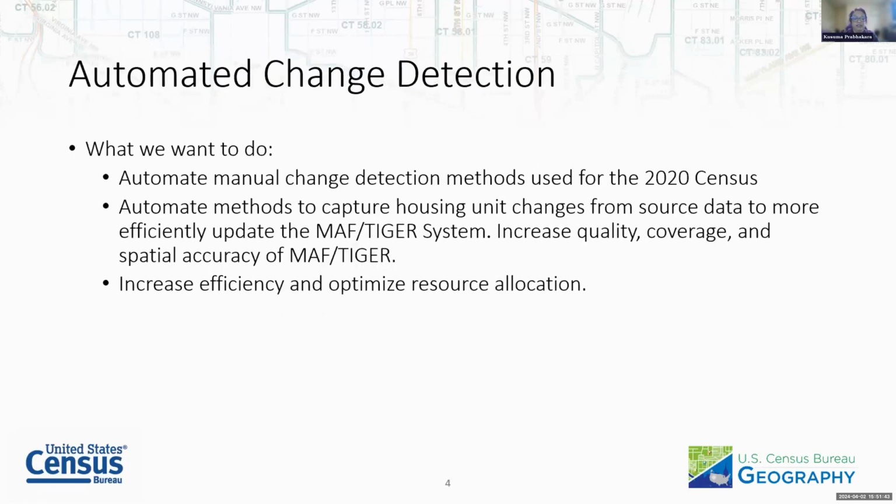So what do we want to do? What we want to do is automate the manual change detection methods we used in 2020. We want to automate in-office updates to the master address file, or MAF, and also the Topologically Integrated Geographic Encoding and Referencing system called TIGER, which is essentially shapefiles. We want to increase the quality, coverage, and spatial accuracy of MAF/TIGER and increase efficiency of field operations and optimize resource allocation.